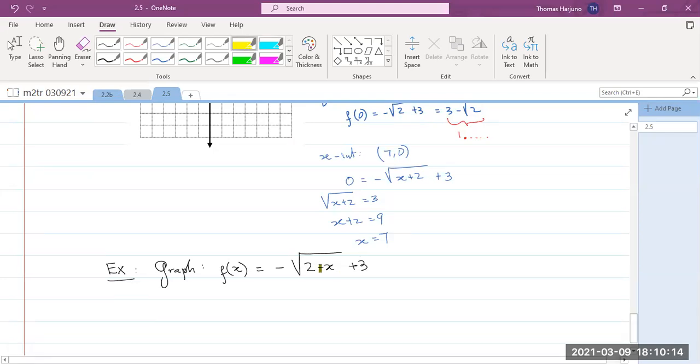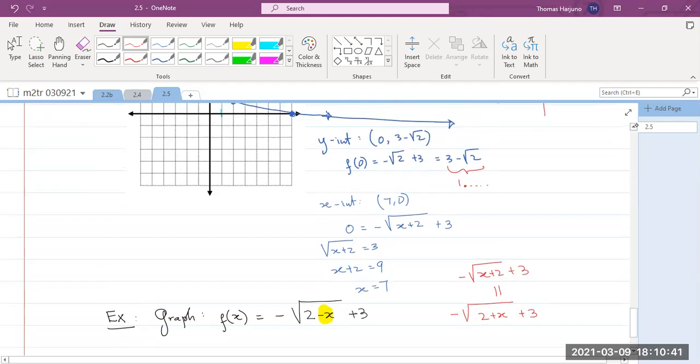Which, if you think about this, this must be coming from reflection with respect to the y-axis. So originally, the way you think will be like this. Can you graph negative square root of 2 plus x plus 3? Notice that this is just the same as negative square root of x plus 2 plus 3, right? That's the graph we have above. This is the graph.